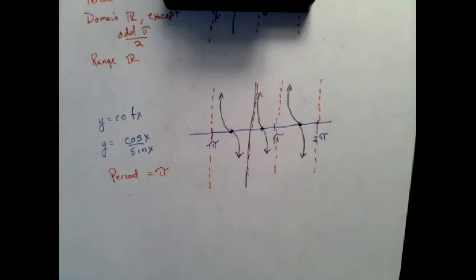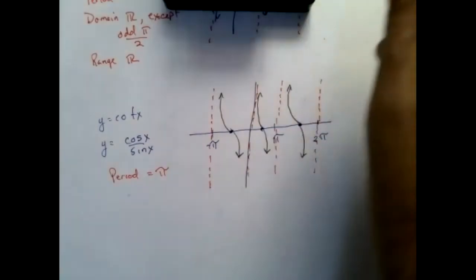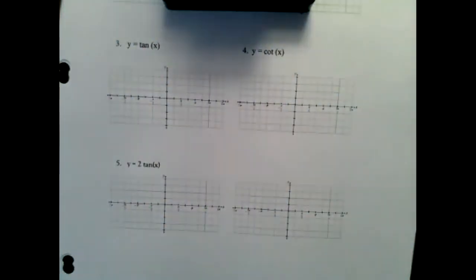So we have 4 new parent functions, the rest of our trig functions. So now we have 6 of them. So now we take a look. Let's see what the graph of y equals 2 times the tangent of x is.